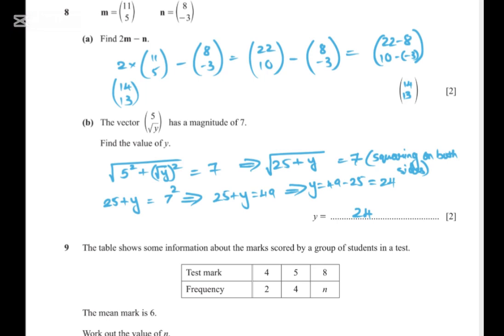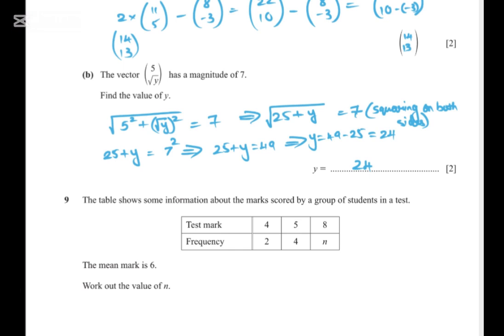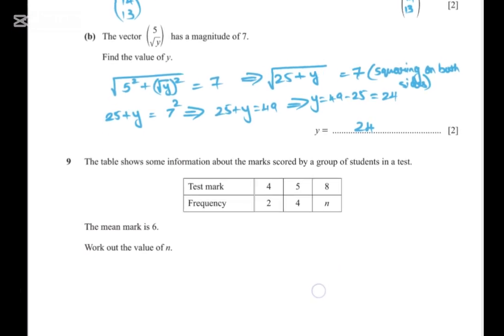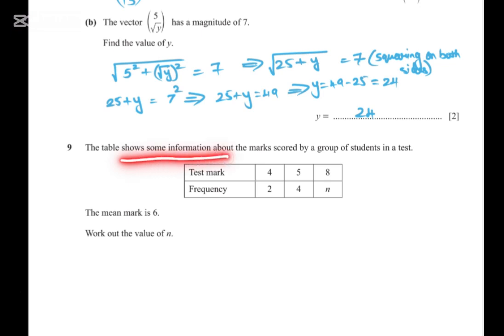Question number 8 is done. Question number 9. The table shows some information about the marks scored by a group of students in a test. This is the information in a table form, and it is about marks. These are the marks scored by some students in a test. But in this table, one unknown number is given, that is n. A variable is given. We have been given the mean mark, and the value of n we need to find out. So for that, we have to write the mean here. Mean is equal to 6 is given, right?